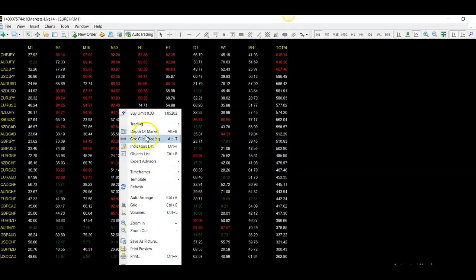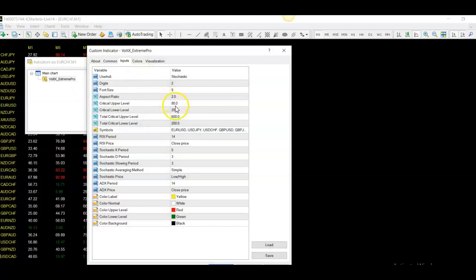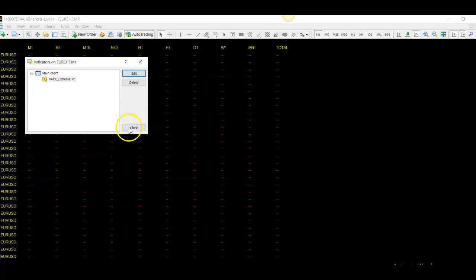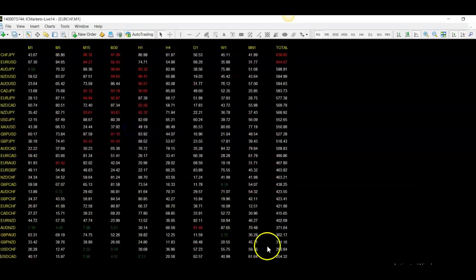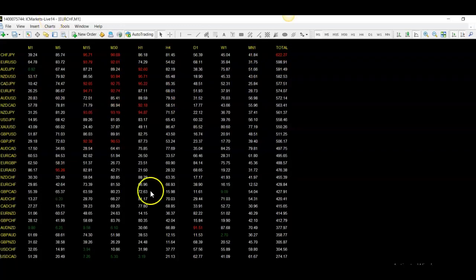If you look at the dashboard here in the stochastic, my stochastic extreme levels are 80 and 20. Usually it's 90 and 10, I need to change that. And a similar story, 600 critical upper level, 200 below. You can see pairs here that are above 600. So AUD JPY is one. Very, very powerful tool.